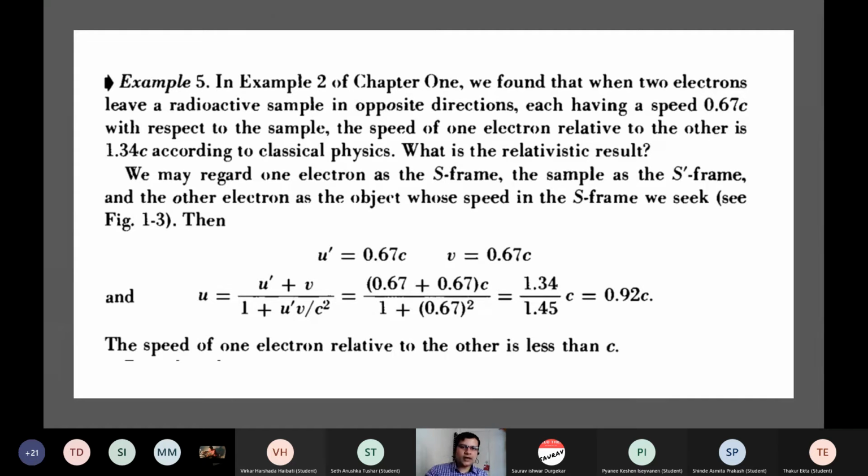Here we have two electrons leaving a radioactive sample in opposite directions, and they each have a speed of 0.76 c, and classically they have a relative velocity of 1.34 c. That's what we just calculated. We need to calculate the relativistic velocity observed, the relativistic velocity these two electrons have.